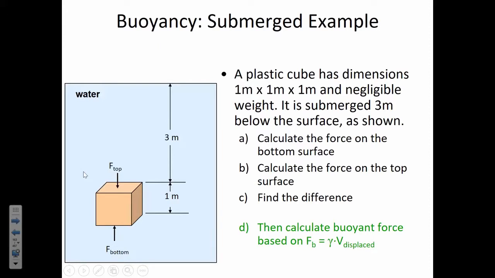So the net difference, part C, the force at the bottom minus the force at the top, we just find the difference between the two, it's 9810 newtons. And of course that's a familiar number because this is a 1 cubic meter box.